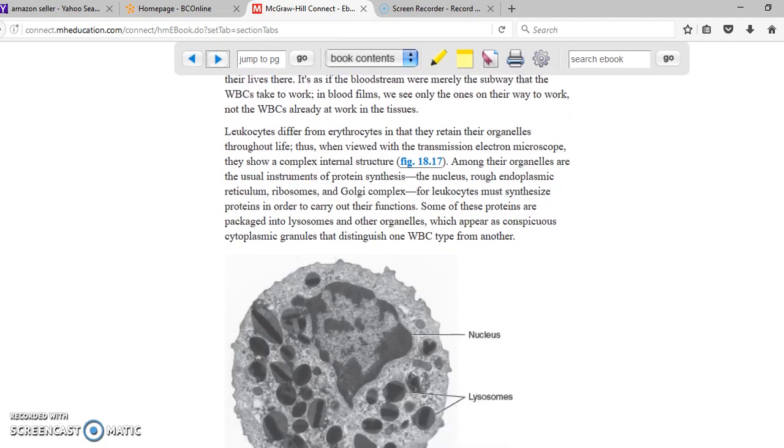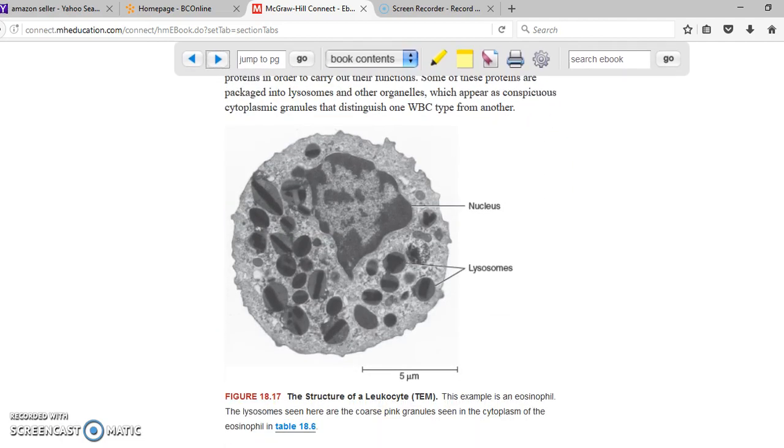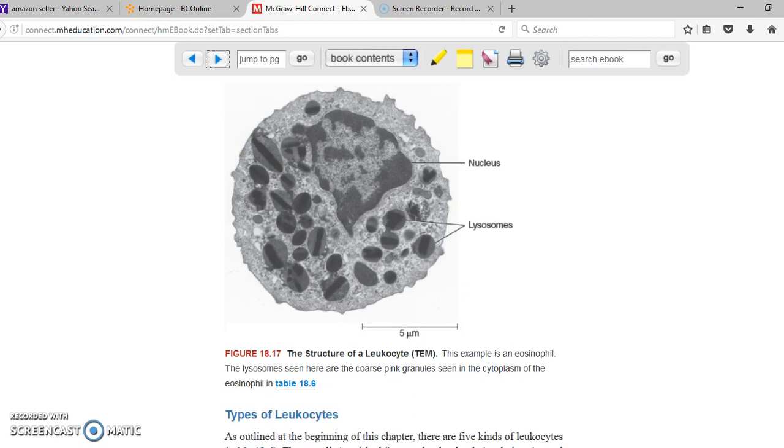So we said the white blood cells are divided into basically two main groups: the granulocytes and the agranulocytes. One characteristic of red blood cells is that they do not have a nucleus and they don't have organelles. On the contrary, white blood cells do have a nucleus as well as cell organelles, as you can see in this figure.